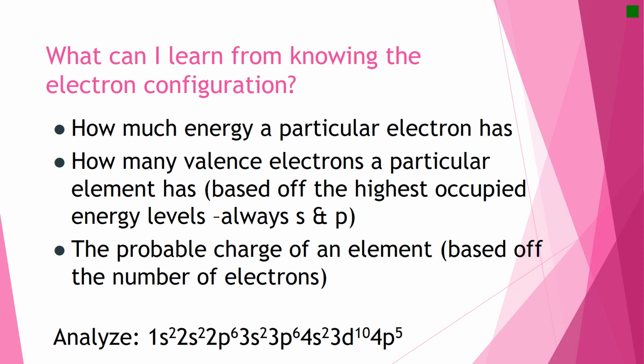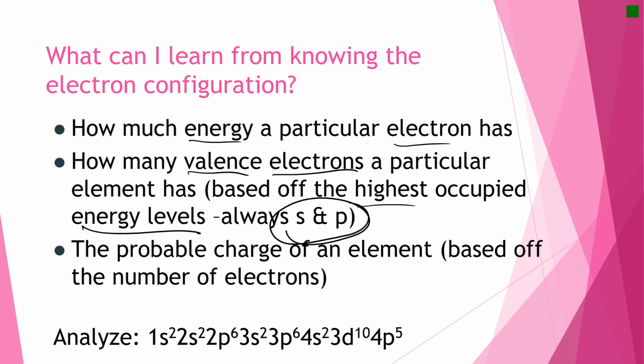So what can you learn from knowing the electron configuration? Well, you can figure out how much energy a particular electron actually has, based off of where its energy level is and what sublevel it's a part of. The other thing is you can figure out how many valence electrons a particular element has, because the valence electrons are always based off the highest occupied energy levels, which is always your S and P.